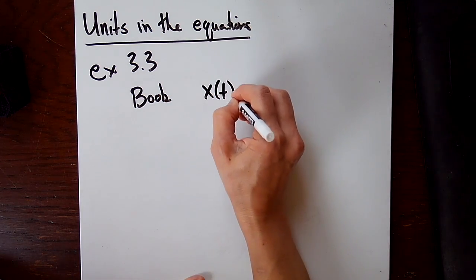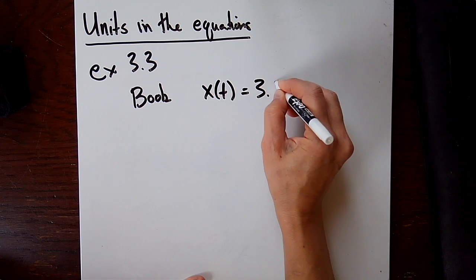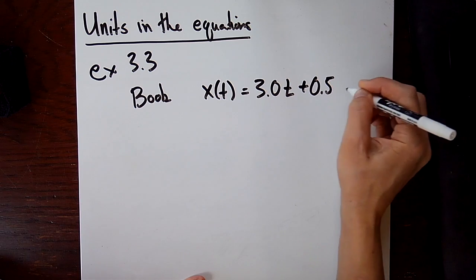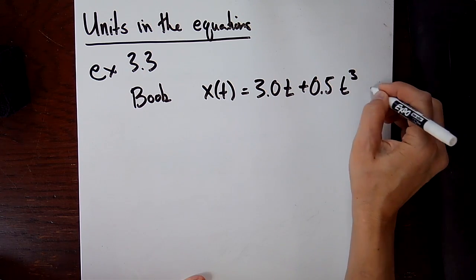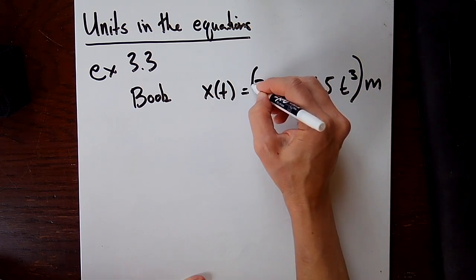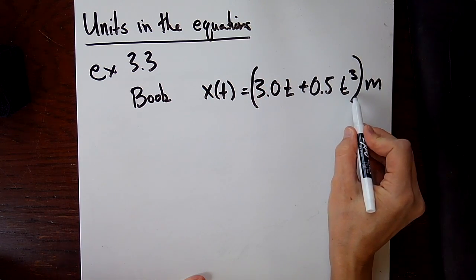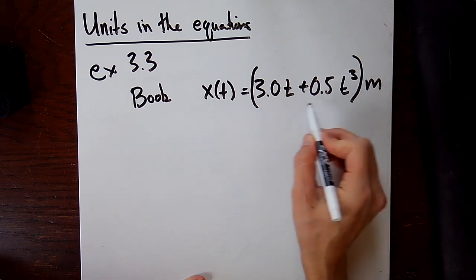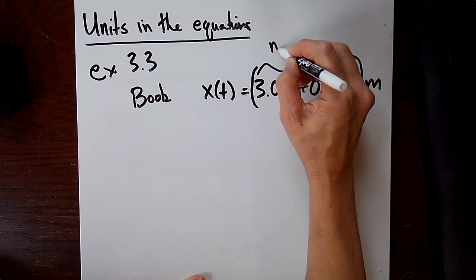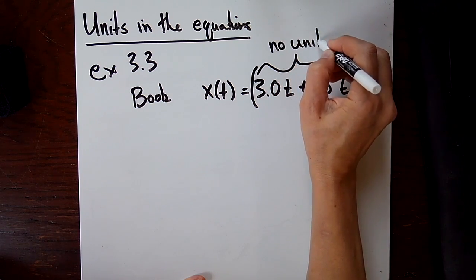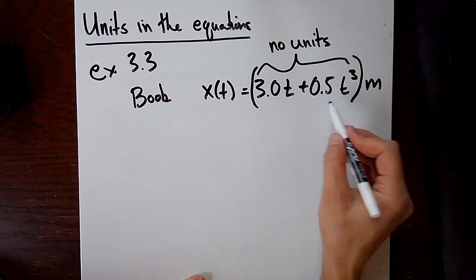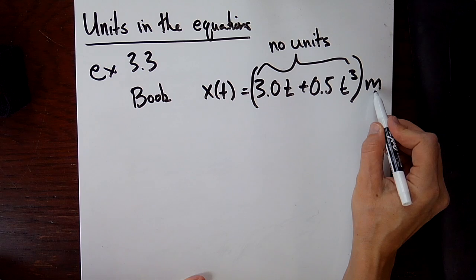Position, which is a function of time, equals 3.0 times t plus 0.5 times t to the third meters. And what they're doing is they're essentially writing all of the units for the whole equation right here. So everything in here has no units. As your book writes it, everything inside here is dimensionless, and all the units are contained right here.